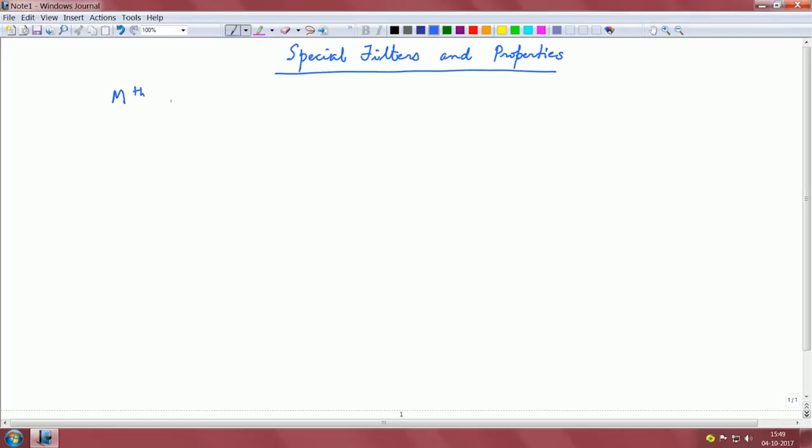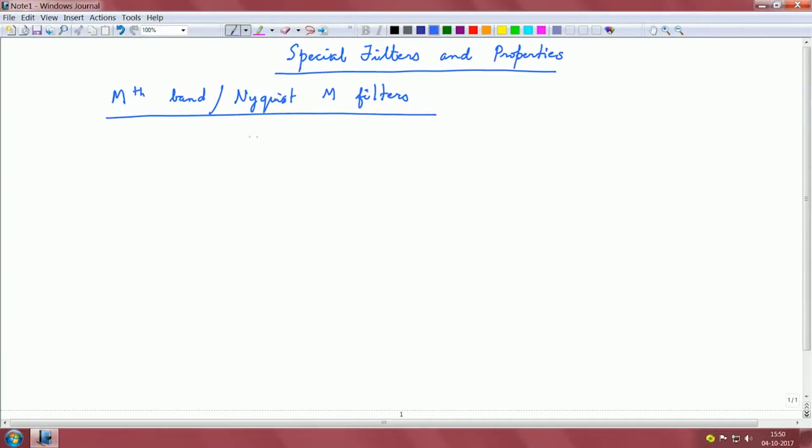Okay, let us start with Mth band, or I would say Nyquist M filters. So, these are special filters that you would often see when you will have to deal with topics where sampling rate converters or multi-rate operations and some of these concepts would be involved.